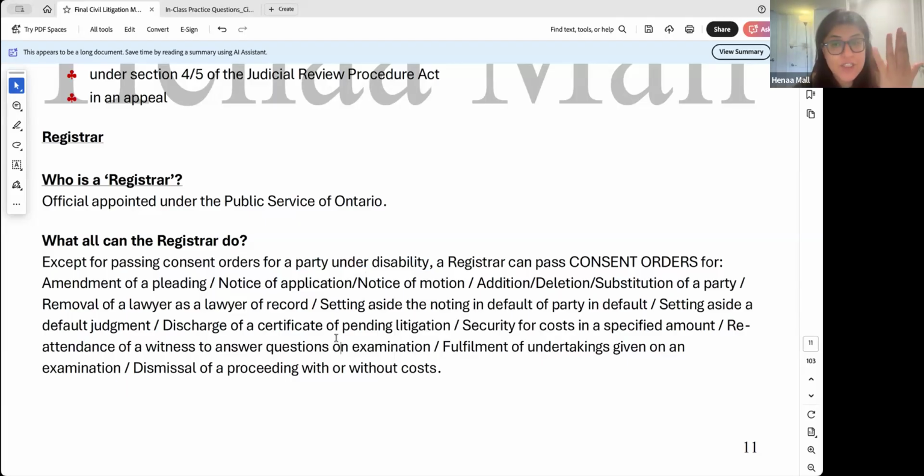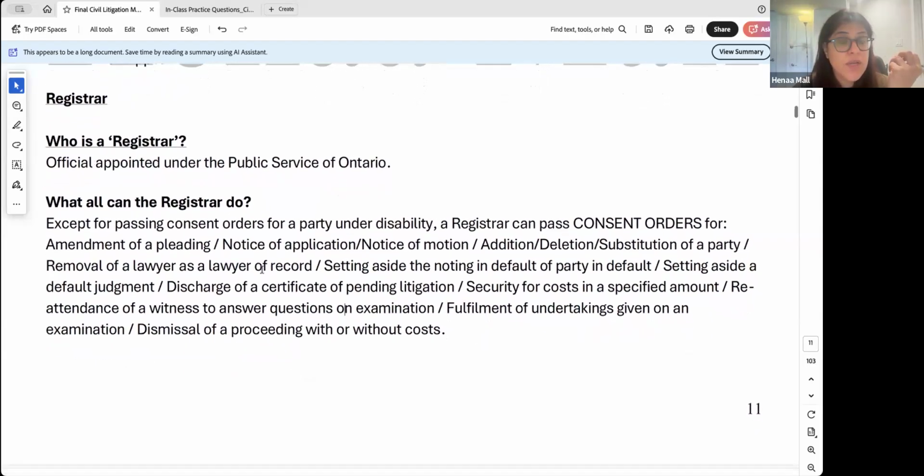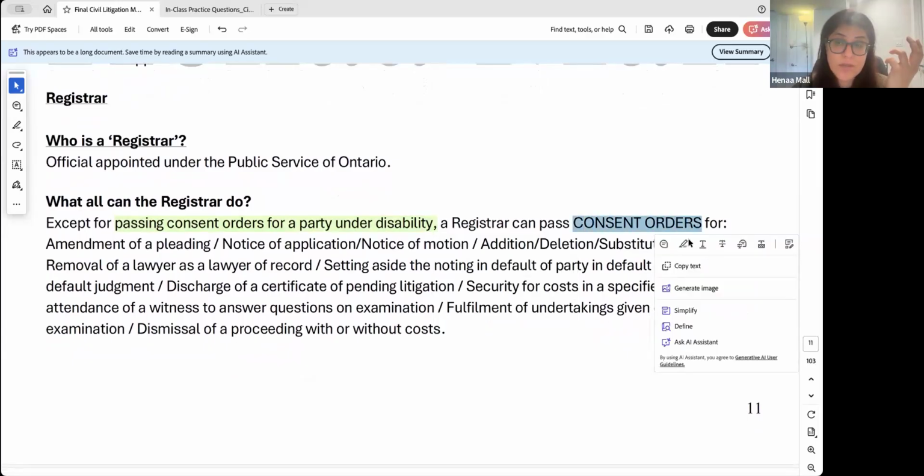of motion, addition, deletion, substitution of a party, removal of a lawyer as the lawyer of record, setting aside the noting in default of a party, setting aside a default judgment, discharge a certificate of pending litigation, security for costs in a specified amount, reattendance of witness to answer questions on examination, fulfillment of an undertaking, dismissal of proceedings with or without cause. So, except for consent orders that have a party that is under disability, a registrar can pretty much pass all consent orders.